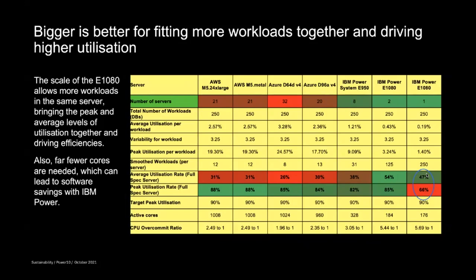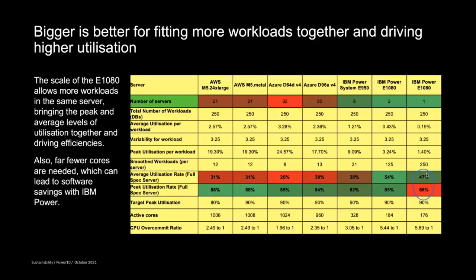They can run at high levels at peak, but the average utilization, because they're just not that large, can't hold that many workloads, and so they don't drive them up. And so we can make more efficient usage of our servers and drive higher levels of utilization because we can just scale to be much bigger.